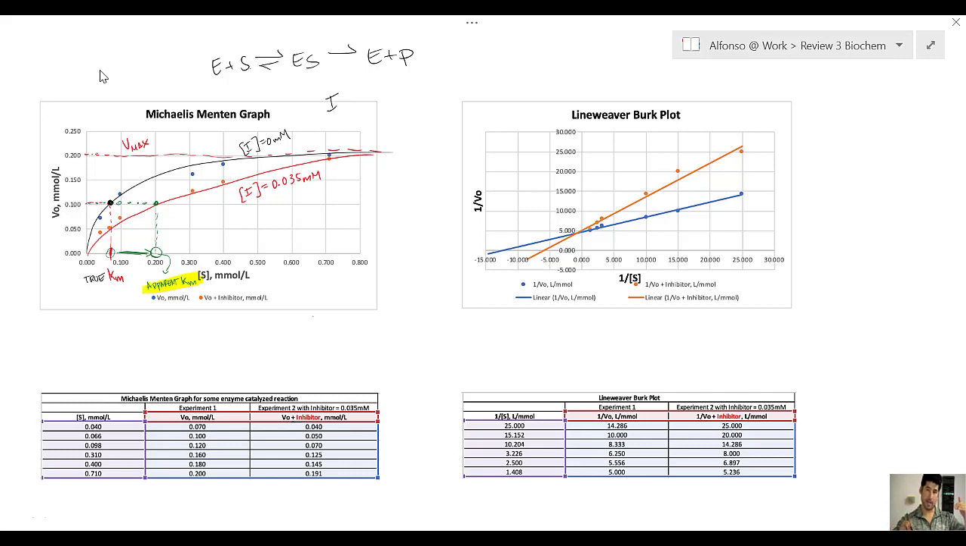Alright, so that's what you've got to do for Michaelis-Menten graphs. Look for the Vmax, look for half the Vmax, and then interpolate to the graph to find your Km, and then to find your true Km, or your apparent Km.